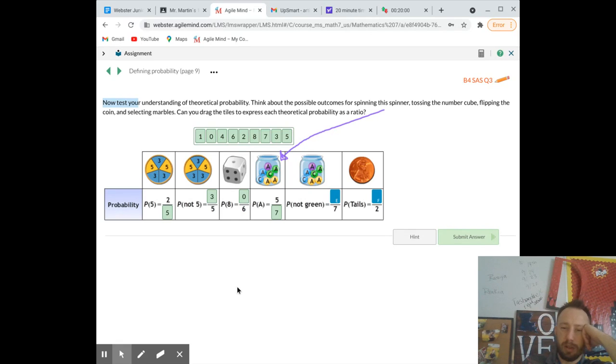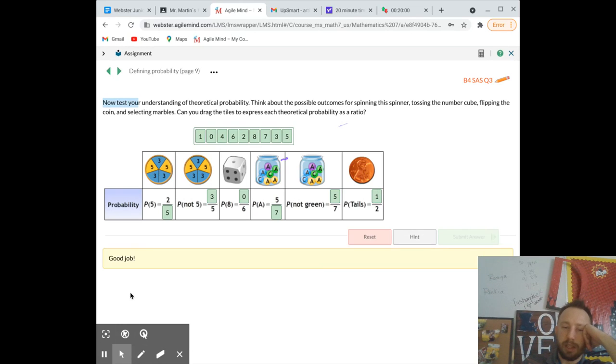All right, so what's the probability that you will not get a green one? 5 out of 7. How'd you get that answer? Because there are 5 that aren't green. Great job. All right, and this last one, what is the probability that you will land on tails if you flip that coin? What do you think, Layla? It'll be 1. All right, does everybody agree? Yes, sir. All right, let's check it. Look at us. All we do is get them right.